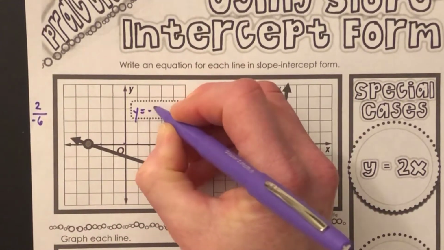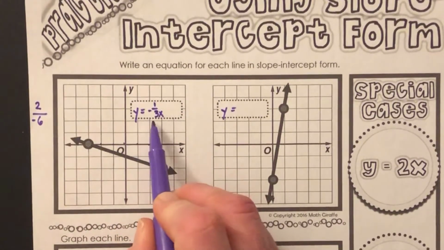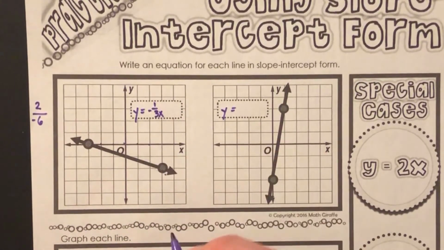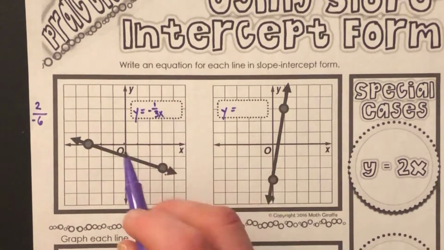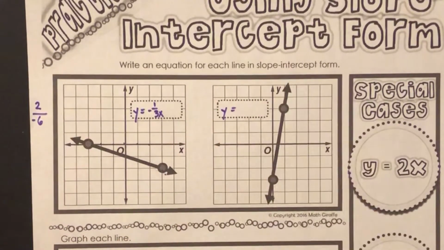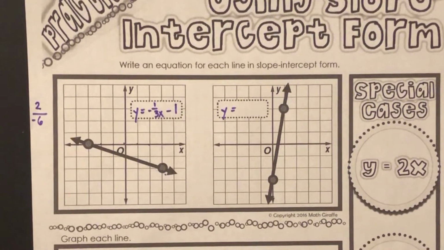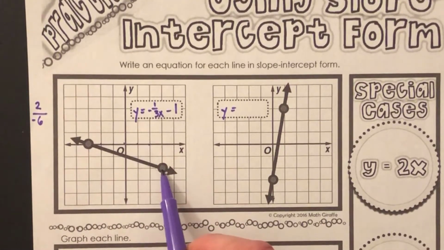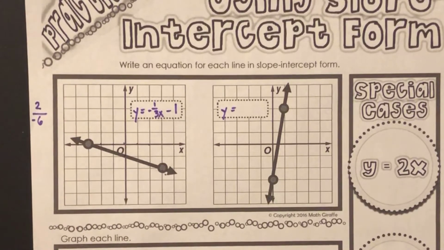So it's -1/3 x. So y equals mx plus b. I could put plus and then -1, but I'm just going to get rid of the plus and just do -1. So here you go. The slope is -1/3. The y-intercept is -1.